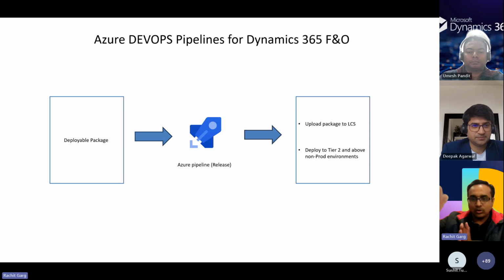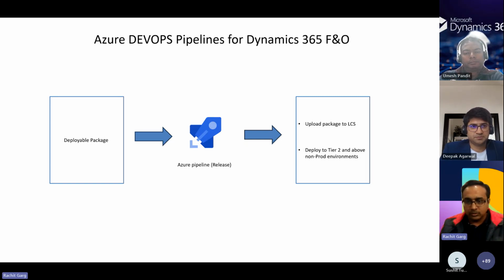Release pipeline will take it forward and upload it in LCS, deploy it to your non-prod tier 2 environments. So in a typical project, you have dev, test, QA, UAT, pre-prod, then it's prod. So there are different environments with different purposes. And in order to move your package from one environment to another, you can use release pipelines. You can also do it manually. You can go to LCS, upload a package, open the environment details, apply the package. That's also fine. But if you want to have some automation in the mix, then you can use release pipelines to move this deployable package to further environments.